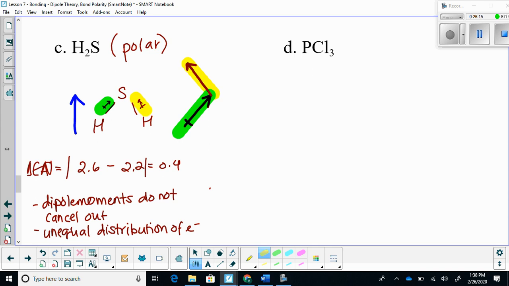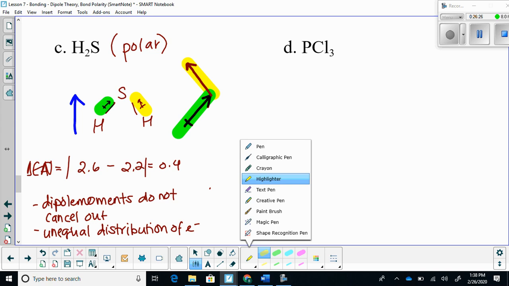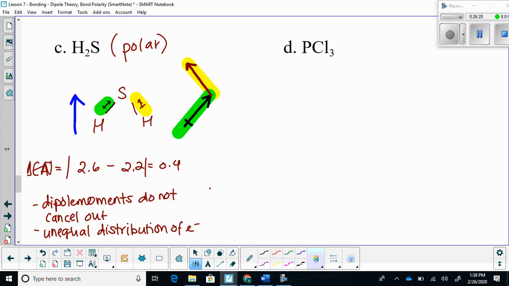A couple of things I want to note here. When you are drawing dipole moments, you are always drawing them tip to tail. You are always adding them tip to tail. Now we need to draw our net dipole.